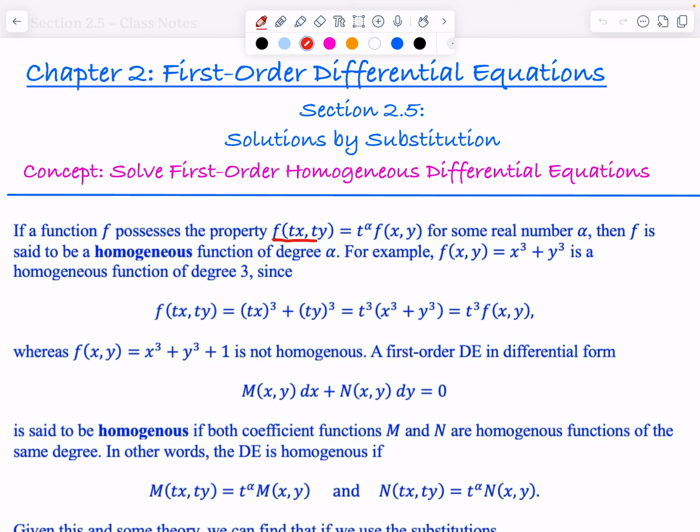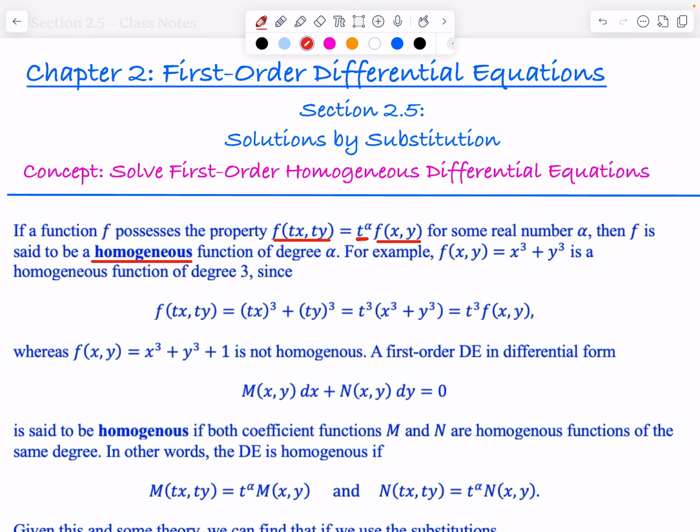If a function has the property where I plug in a multiple of t with both x and y, and I can get that to be t to some power times the original function, then this function is said to be homogeneous. That's just the definition.